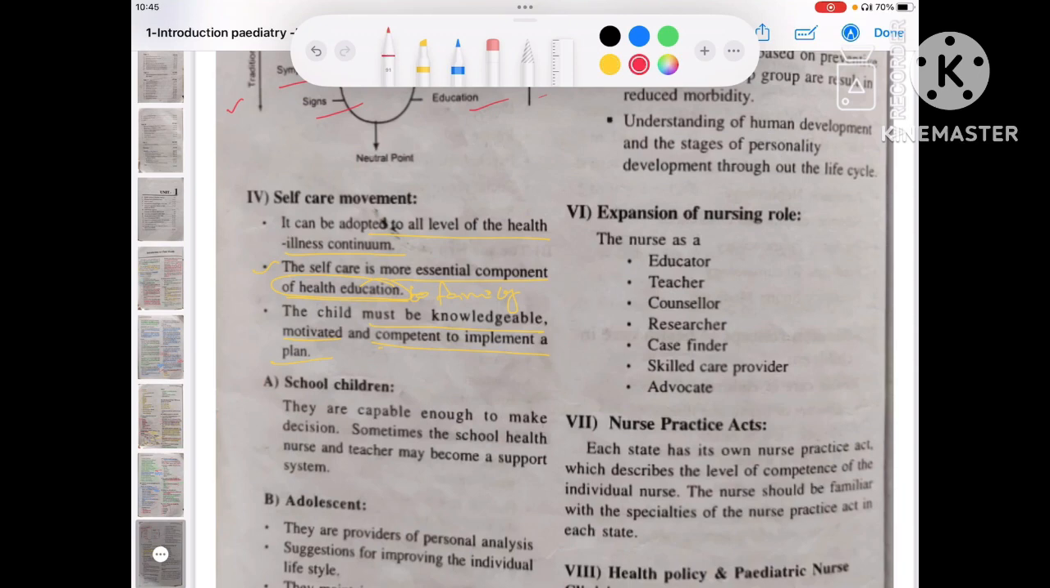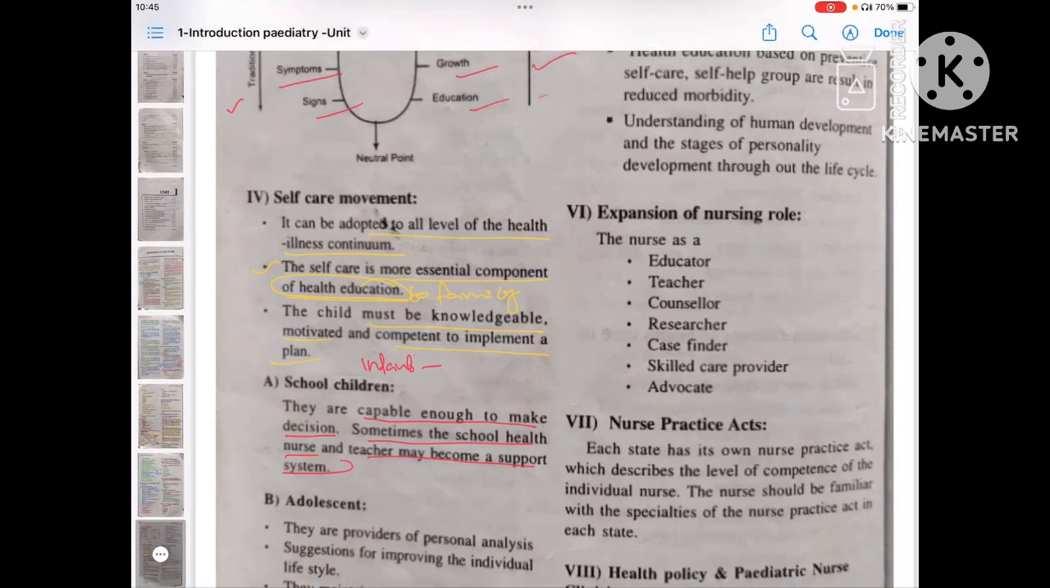And next one is the school children. In self-care, if it is an infant, we will give the care to the mother, and if they're somewhat older, we will give the self-care to the children. School children are capable enough to make decisions. Sometimes the school health nurse and teacher may become a support system. The school nurse will be there, and the teachers will teach the students how to take care of themselves.